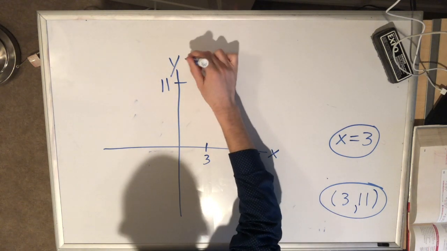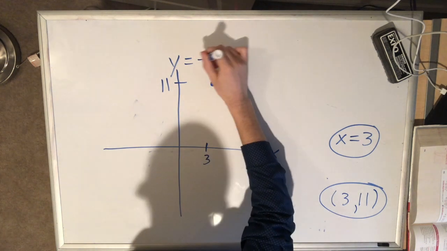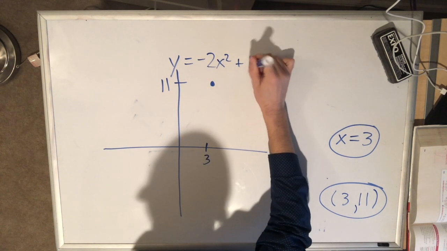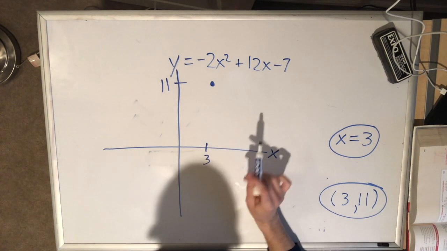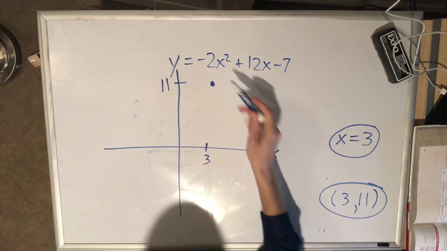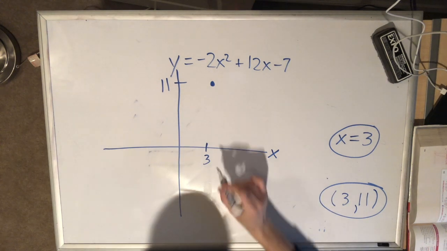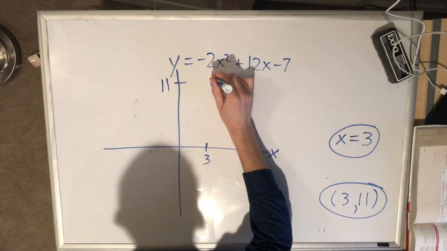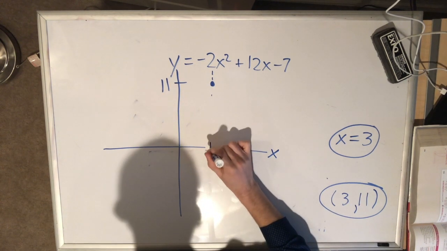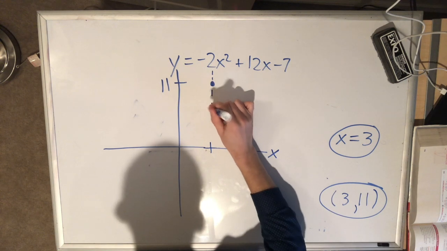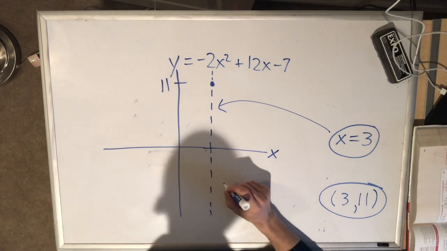And we're graphing y equals negative 2x squared plus 12x minus 7. And like I said, the parabola opens downwards as an upside down U because the squared term is negative 2x squared. The axis of symmetry is x equals 3, the vertical line going through 3 on the x-axis.